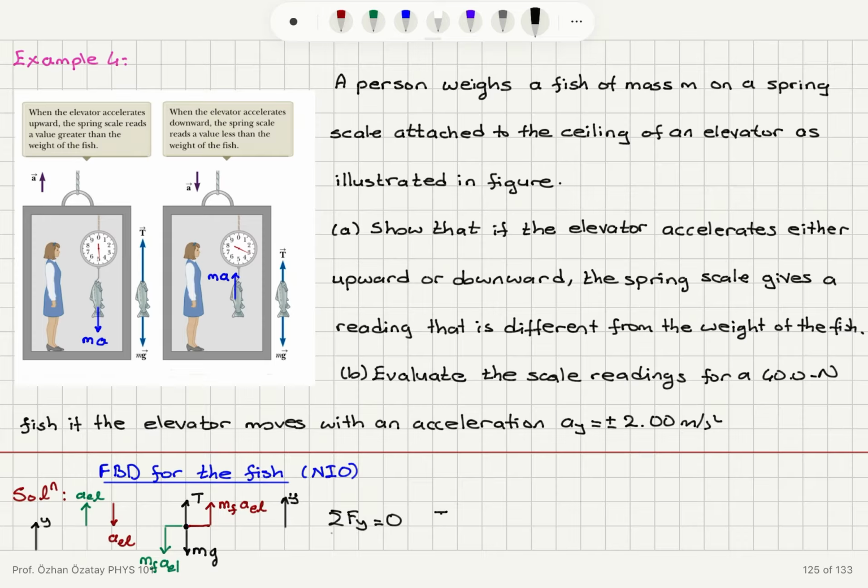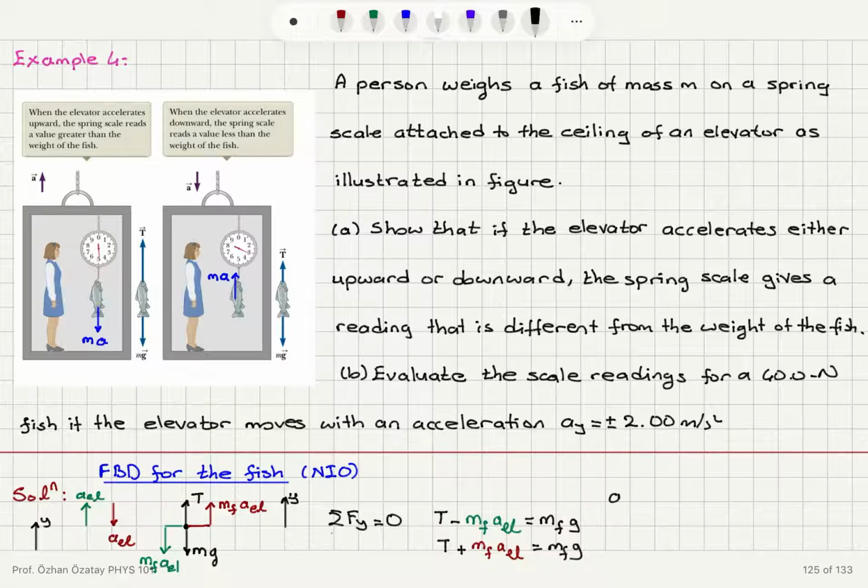So the tension is pointing up. Now if we're looking at the scenario where the elevator accelerates upward, the fictitious force points down, minus mass of the fish times acceleration of the elevator. This must be equal to mass of the fish times g. And if the acceleration is downward, then we would have the fictitious force in the same direction as the tension force. This must be balancing mg.